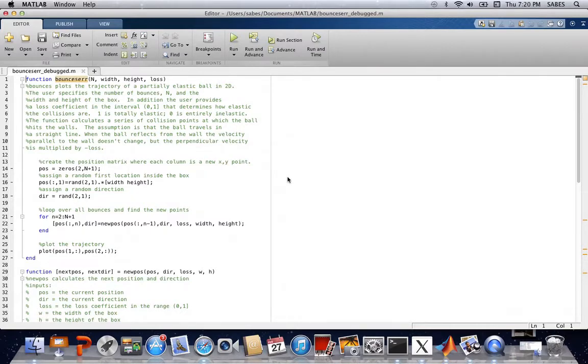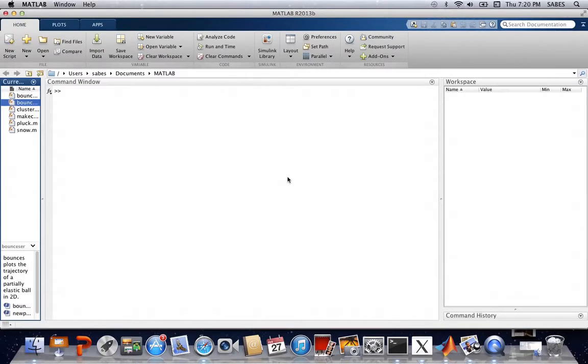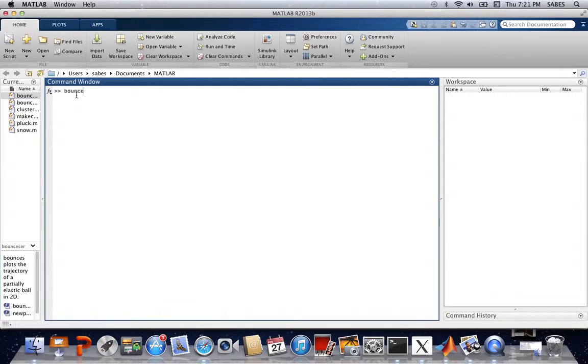It's a good idea to save a copy because you never know what can happen to the original one, and it's very tempting when you get hold of a program to try to run it. So let's start that way. First we provide the number of bounces, let's say 5. Let's keep the dimensions simple, it's a square, and then the loss coefficient to begin with, let's choose 1, so there is no loss.